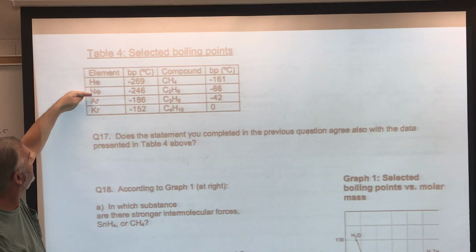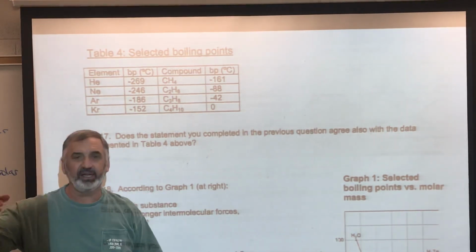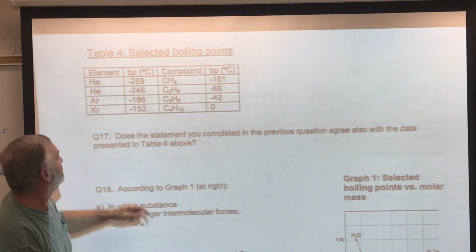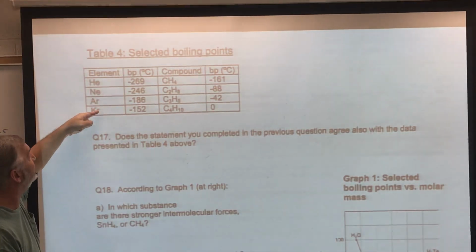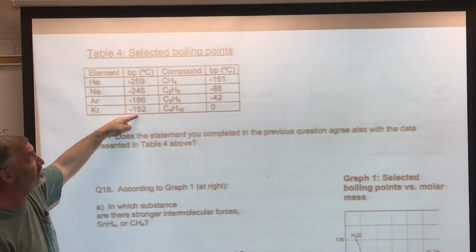Yes. Helium, neon, argon, krypton. If you note on your periodic table, that's the noble gases going down. The molar mass is increasing. The size of the electron cloud is increasing. Therefore, the boiling point is increasing.